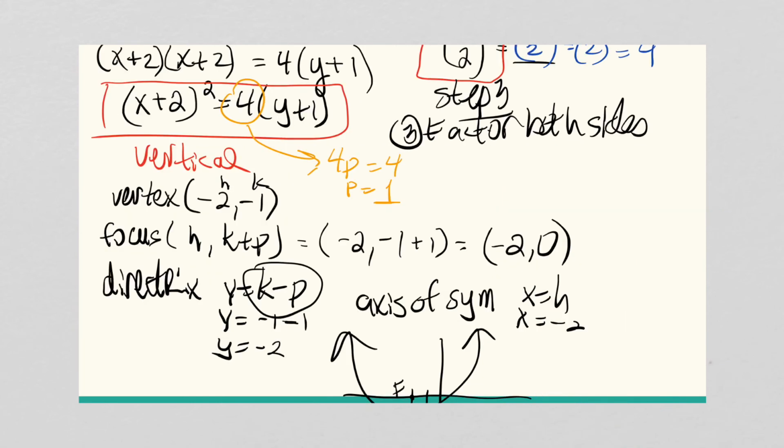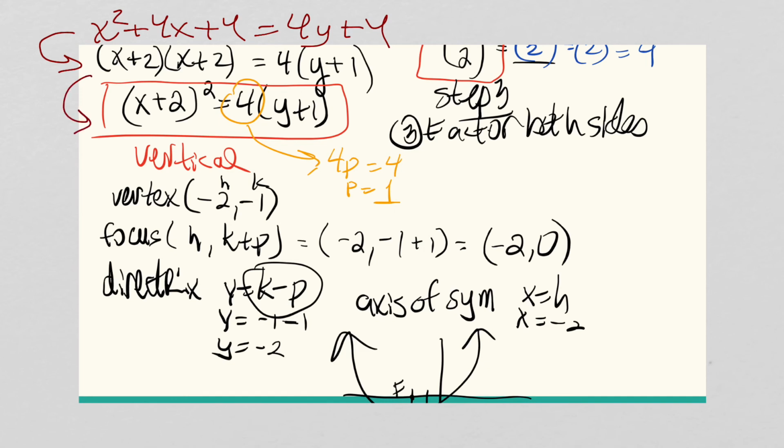Step 3, we need to factor both sides. So I need to factor that x squared plus 4x plus 4, and I need to factor the 4y plus 4. So this is my standard trinomial factoring. So what factors of 4 add up to 4? That's x plus 2, x plus 2. On the right-hand side, that's GCF factoring. So I'm going to pull out a 4, and I'm left with y plus 1. I'm going to condense this, so it says (x + 2)² = 4(y + 1). So it actually looks like a parabola equation.